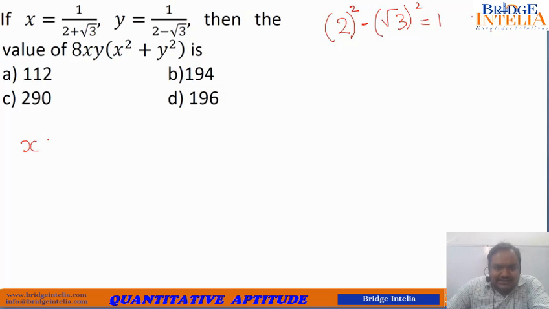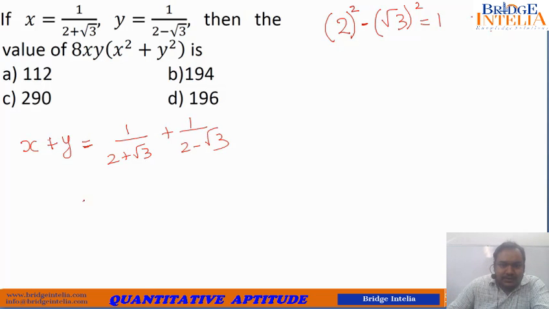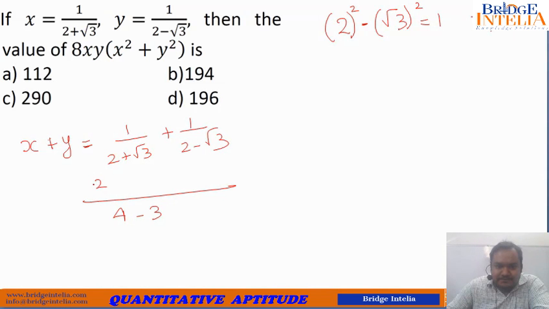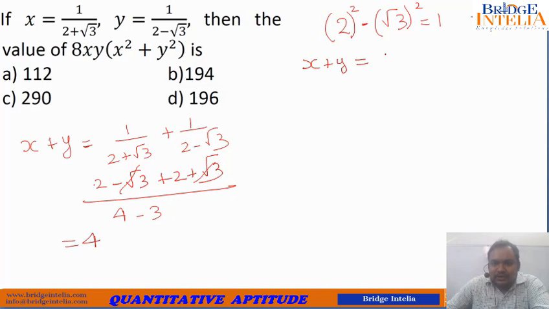So x, let's see what is x plus y equal to. So x plus y is equal to 1 by (2 plus root 3) plus 1 by (2 minus root 3). So the denominator becomes a square minus b square format. So 2 square, that means 4 minus 3, and this would be (2 minus root 3) plus (2 plus root 3). So this is actually equal to 4. So x plus y comes out to be equal to 4.